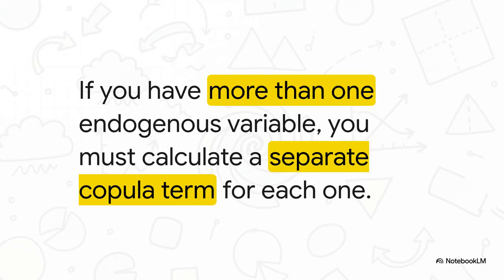Now, here's a quick practical tip for when you have more complex models. What if you suspect that more than one of your variables has this endogeneity problem? No problem at all. The process is exactly the same. You just have to apply it individually. You'll create a separate, unique copula term for each and every potentially endogenous variable in your model.